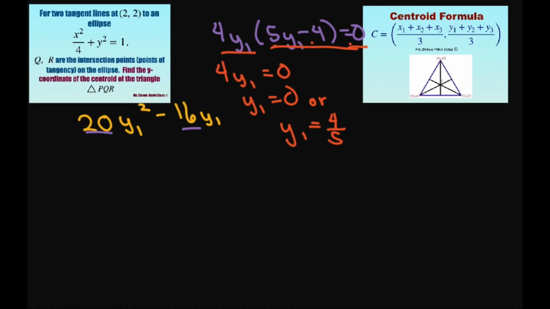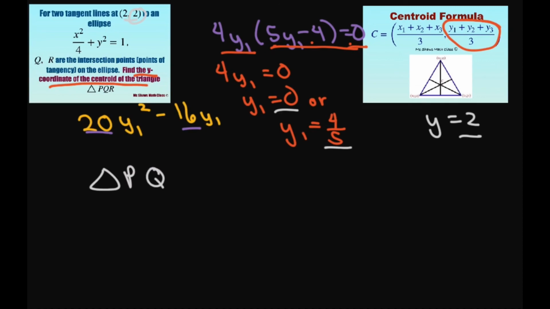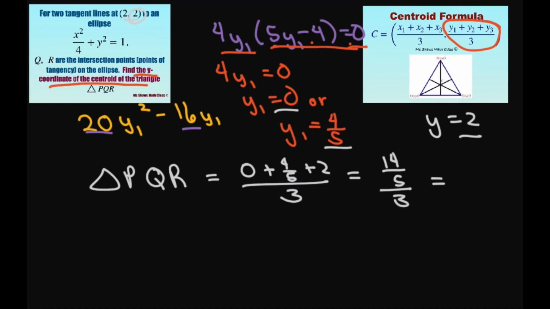All right. Now, all we're going to do is find the y-coordinate of the centroid. Basically, we're just using this formula. We already had for our graph that point here, where y equals 2. So these are the 3 points for y. Just add them up and divide by 3. So for triangle PQR, this is going to equal (0 plus 4 divided by 5 plus 2), all divided by 3. This gives me 14 divided by 5 divided by 3, which equals 14 divided by 15. So this will be the y-coordinate of the centroid of the triangle.